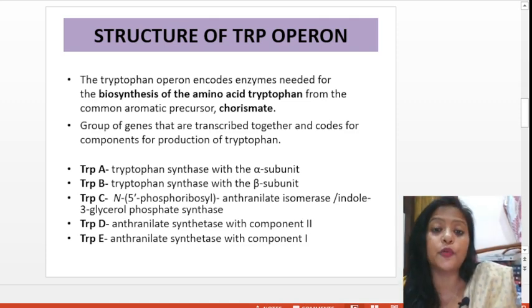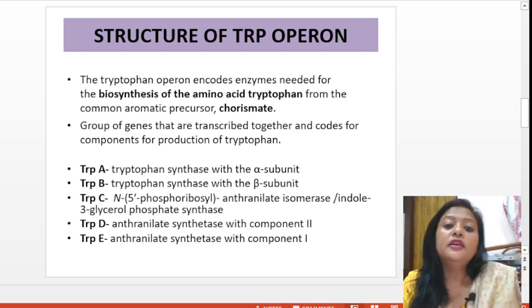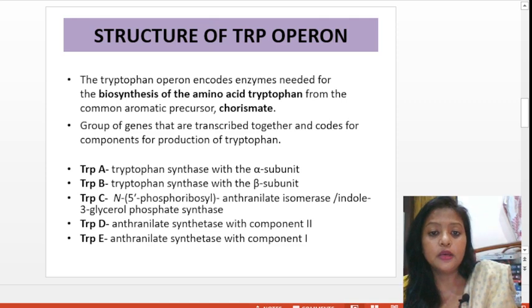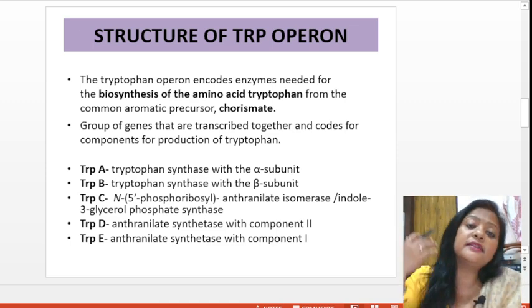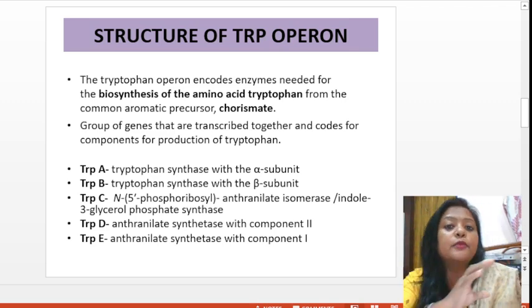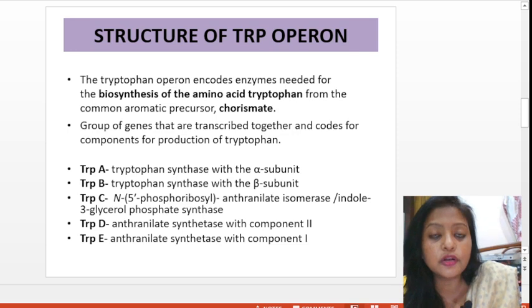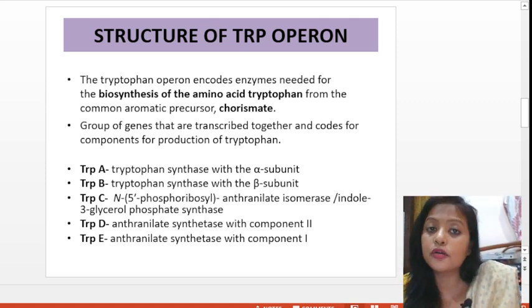Now coming to the tryptophan operon. What is happening? This is just the opposite of the lac operon. So this is the tryptophan operon, wherein it will encode some enzymes which are required for biosynthesis of the amino acid tryptophan, from the aromatic precursor known as chorismate. Similarly, just like the lac operon, there is a group of genes clustered together which will help in the production of tryptophan from chorismate.